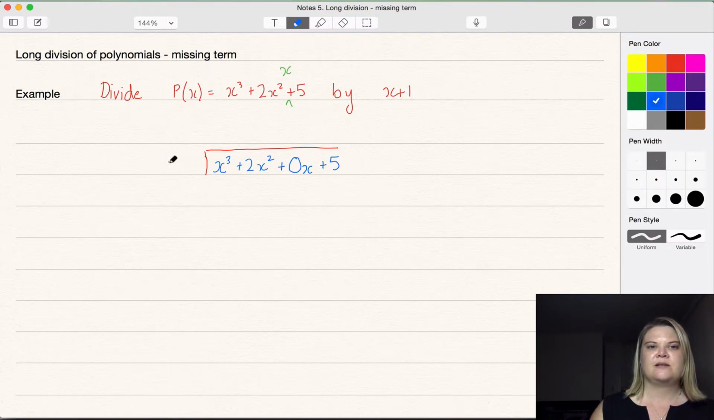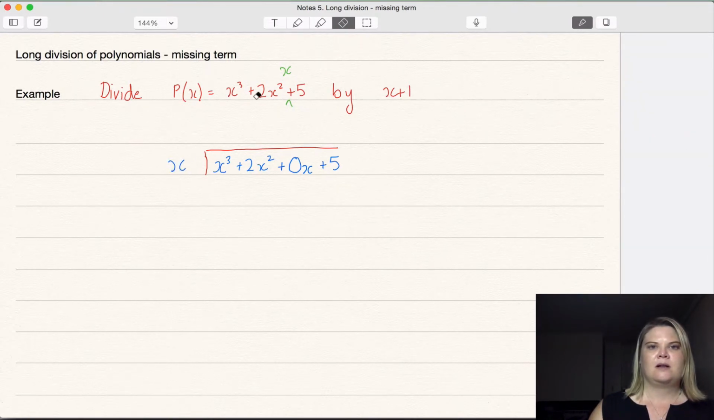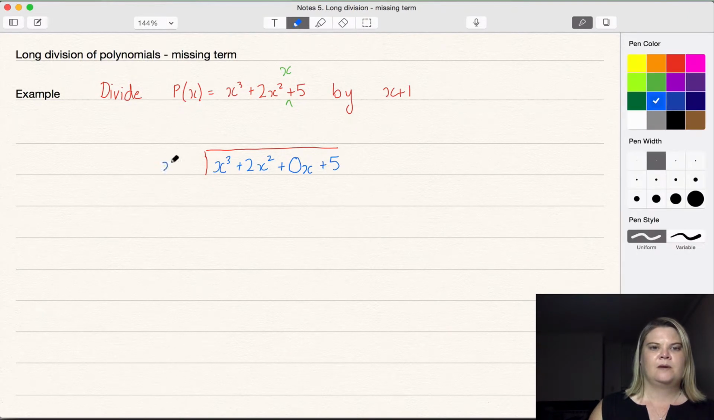We put the divisor on the outside like usual, x plus 1, and then we can get started. x cubed divided by x is x squared. x squared times x is x cubed. Make sure they're the same. x squared times 1 is x squared. Draw a line. Subtract. 0. 2 take away 1 is 1. So I'm just going to write it as x squared.